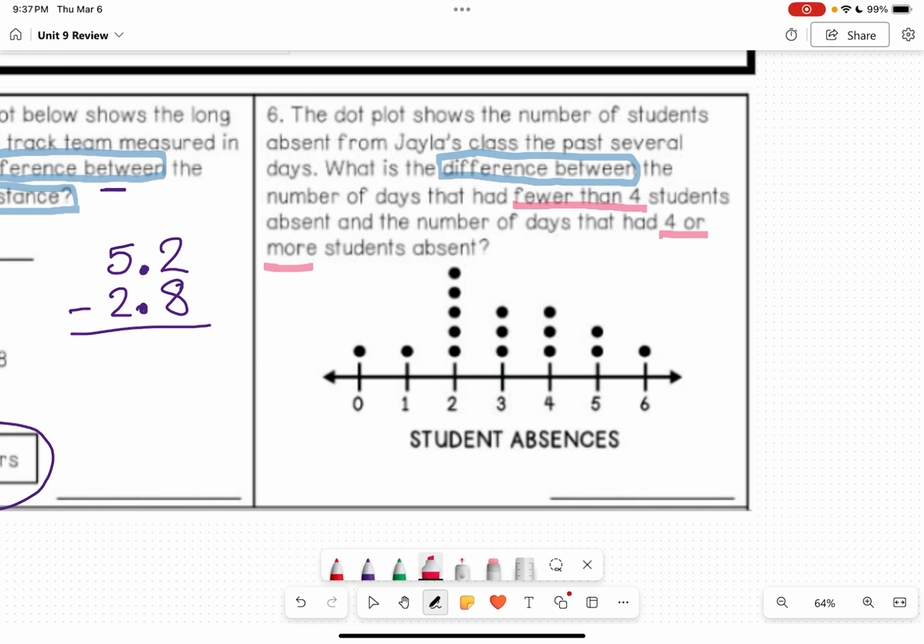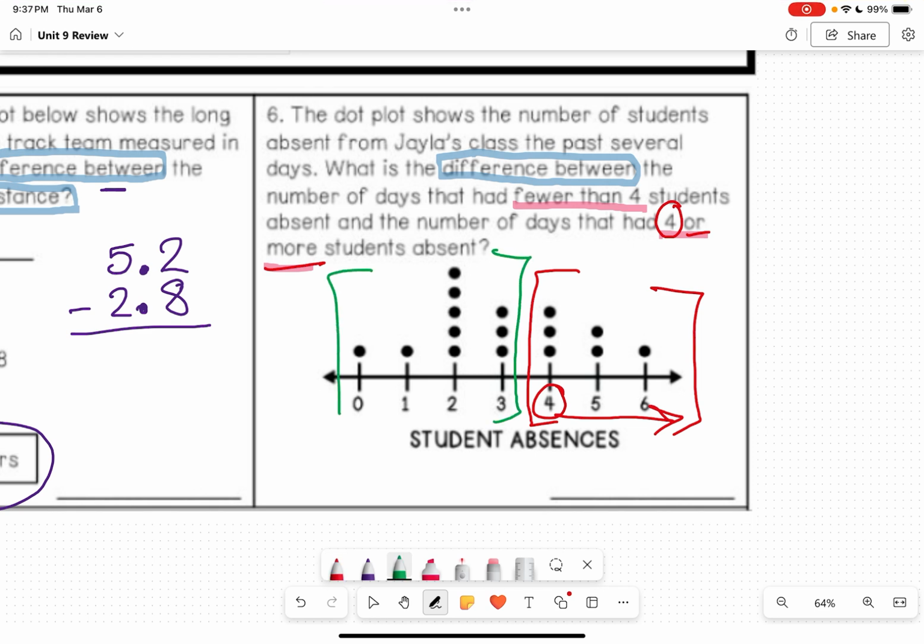The one that is including 4 is this one. It says 4 or more. So that means this is 4 or more. So this is one section, and this is my other section. This is less than 4. Okay. All right, so what I'm going to do is count my dots for each one.